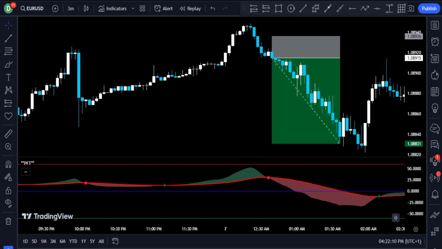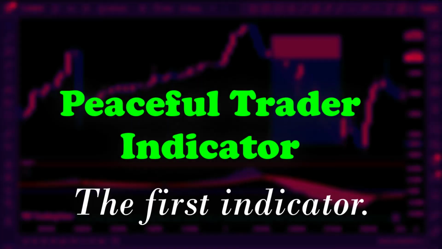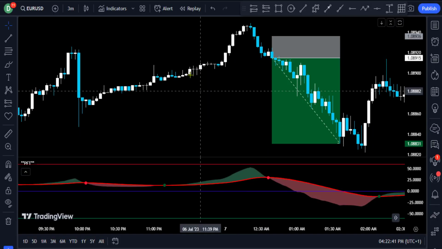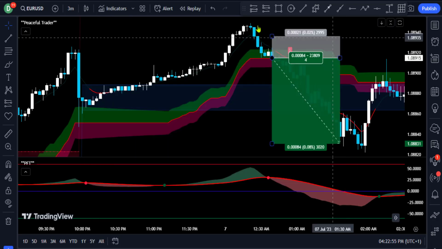Now, to put extra confirmation to this signal, you are going to add the Peaceful Trader indicator to the chart, which is the first indicator. So now, go to the Indicators tab again, and then go to Invite Only Script. Then you will click on this Peaceful Trader indicator.